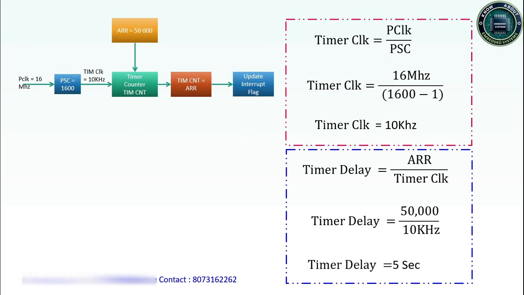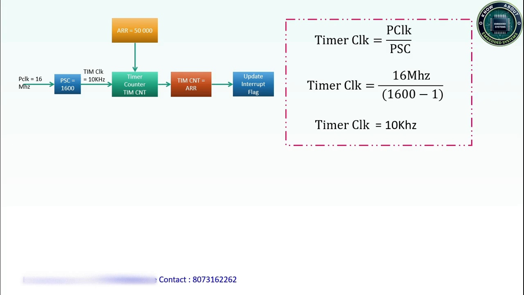So there is a simple calculation here. The timers are used to generate delay. How much delay you want, you can generate that much delay using your timer block. In order to generate the delay, there is a small calculation that we have to understand. The first thing is, you should know the timer clock value. Timer clock is equal to peripheral clock divided by PSC. This is the simplified equation here.